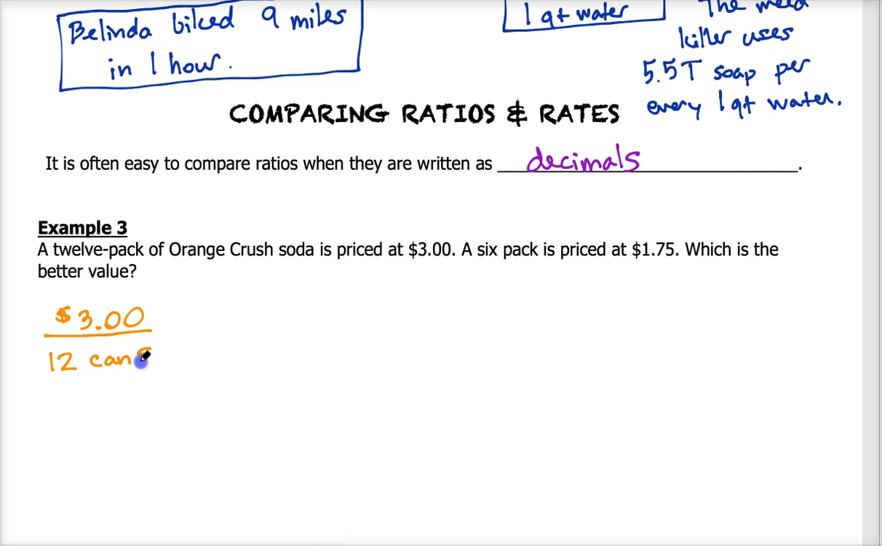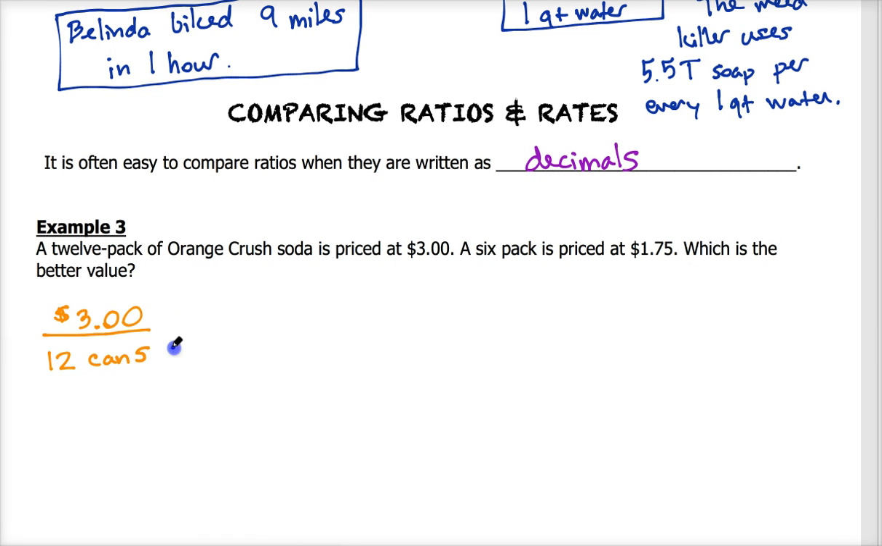Whenever we're writing a rate that involves money per item, the money part always goes on top and the item part goes on the bottom. Okay, so it's $3 per every 12 cans. 3 would go on top, the 12 goes on the bottom. To make this a unit rate, we need to divide by 12, the denominator. So I have 1 can on the bottom, and then in the numerator we have 3 divided by 12.